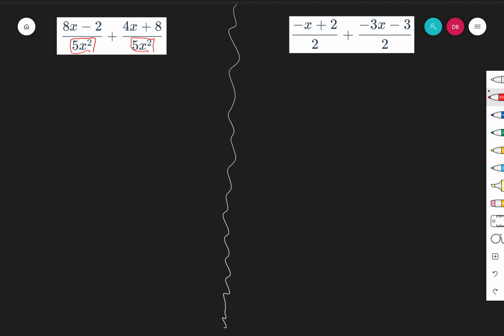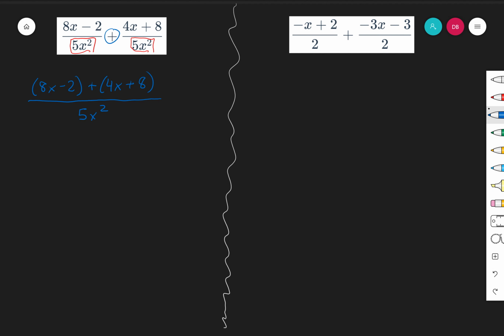So we combine these together because it's already got a common denominator. We don't have to find a common denominator. We'll have two in a second where we'll have to find one, but here we don't need to. So we just combine them, and since it's addition, we'll have 8x minus 2 plus 4x plus 8, and the denominator is just going to be 5x squared because we have that common denominator.